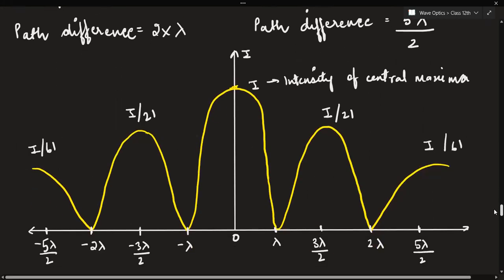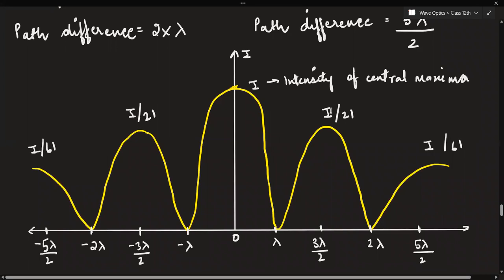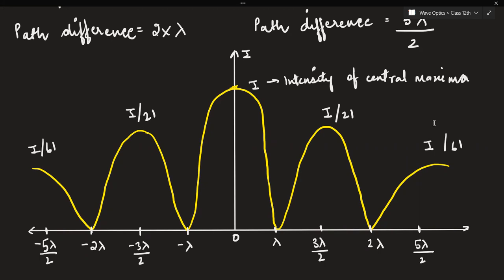So you can see intensity is slowly decreasing. Here, the intensity of central maxima will be the highest. In interference you usually had a good contrast; here you have a poor contrast between these. Intensity is decreasing, I by 21, then I by 61, like this it will keep on decreasing. Now, from where did we get this I by 21, I by 61? This is all done experimentally, so you don't need to go into the details of how they came. But just remember, the curve is decreasing, the amplitude is decreasing for maximum, minimum, maximum, minimum.